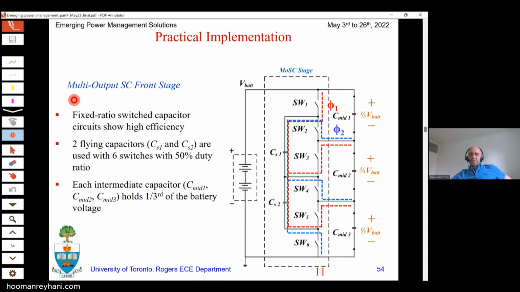In this case, as the front-end stage, we are using a switched capacitor circuit. This switched capacitor circuit has two flying capacitors and a capacitive divider, where these two flying capacitors are used to keep the voltages of the capacitive divider at the desired values, which are 1/3, 2/3, and the full voltage. This front-end stage operates at a fixed conversion rate, where the switched capacitor circuit is the most efficient.